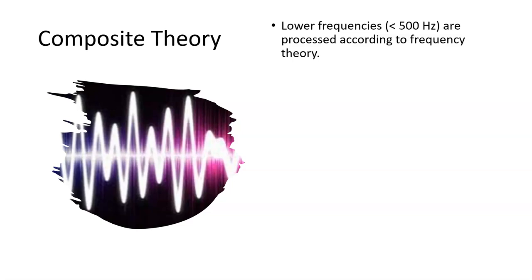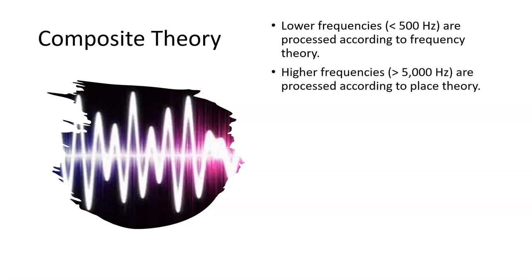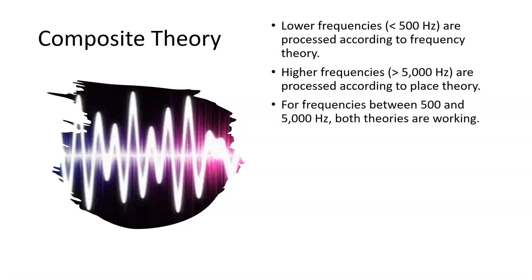As with vision, we have a composite theory. So we have to look at the full range of sounds that we are capable of perceiving. Lower frequency sounds, below 500 hertz, are going to be best explained by frequency theory. Higher frequencies that are above 5,000 are best explained by place theory. In between those two boundaries, between 500 and 5,000, both theories are in play.